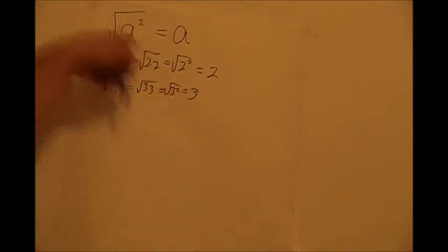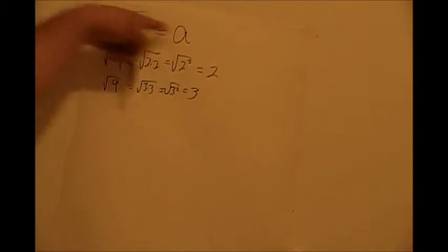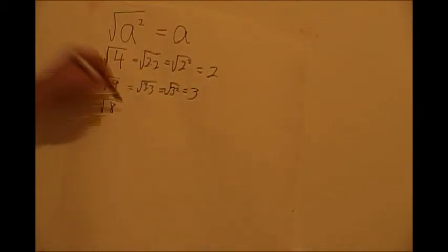Because 3 is a, right? So a squared, square root of a squared is a. See how that 3 came out? Okay, well, what if you have a number that's not a perfect square? Can we still do square root? Sure we can. What if we had the square root of 8?